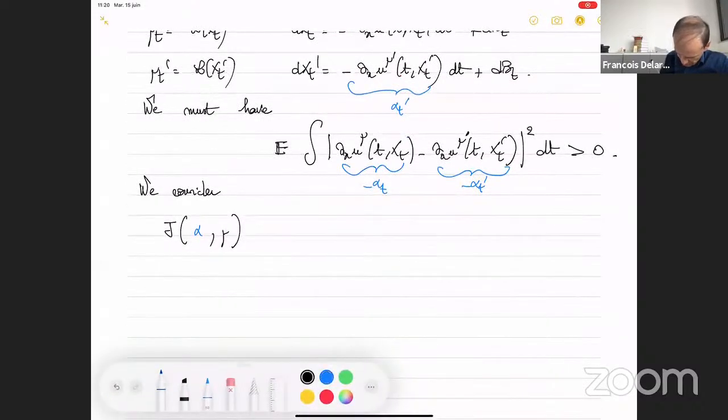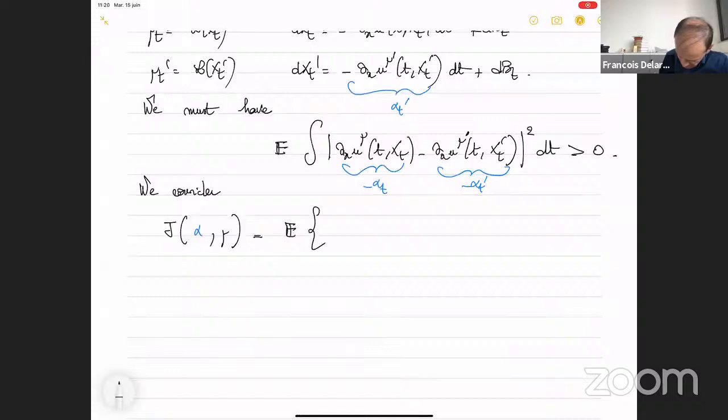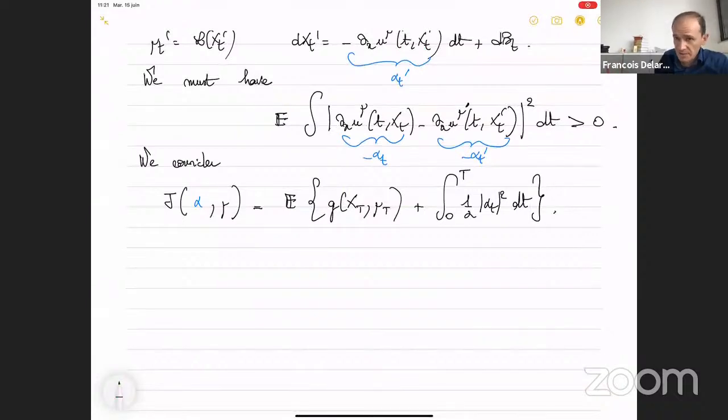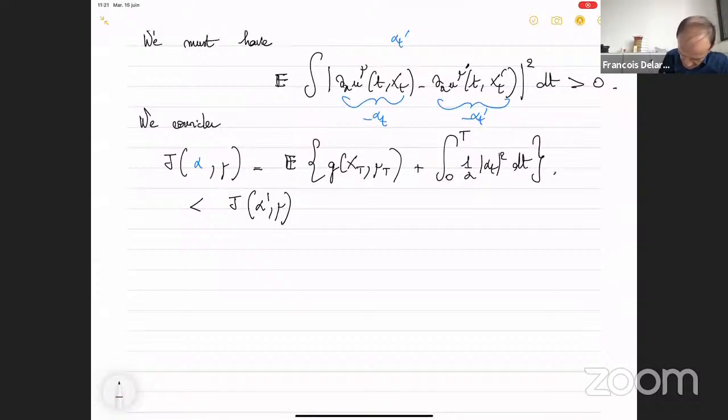So I remember that the definition of this is E of g of xt, mu t. Since f is equal to zero, this is just one half of alpha t squared dt. And since alpha is the minimizer by construction of the cost, this is strictly less than J of alpha prime and mu, because there is a unique minimizer for the optimal control problem. And now in the same way, we have J of alpha prime, mu prime, that is less than J of alpha, mu prime.